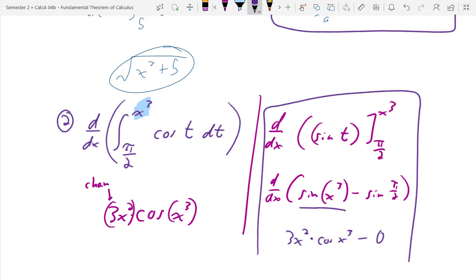Nate? So can you only do this when you input the lower limit, it's going to be a constant? We'll move on to problems that don't do that, but we'll still use the same process.